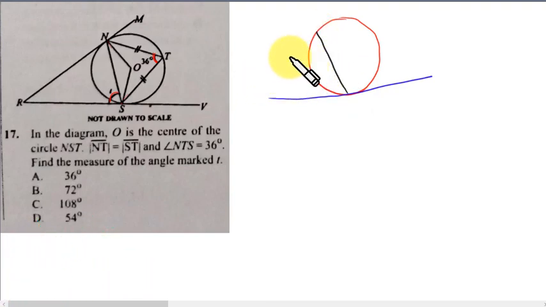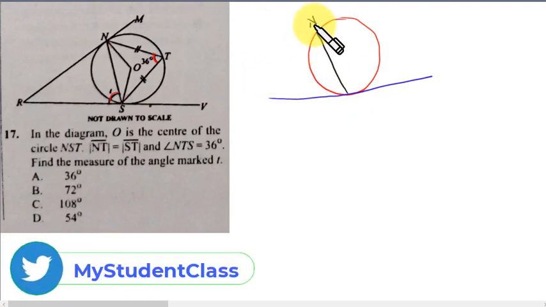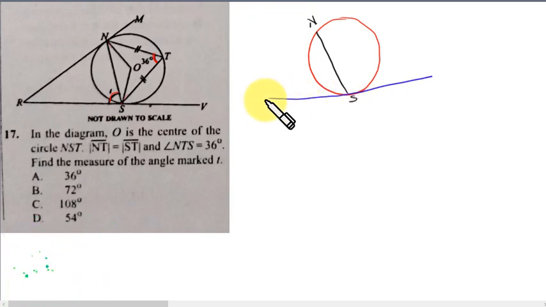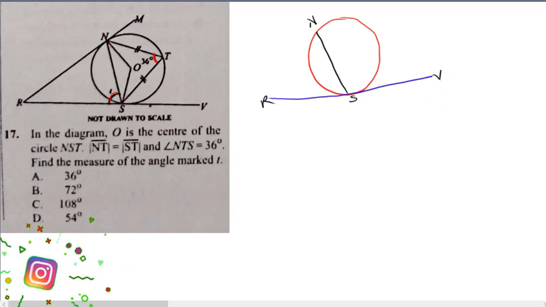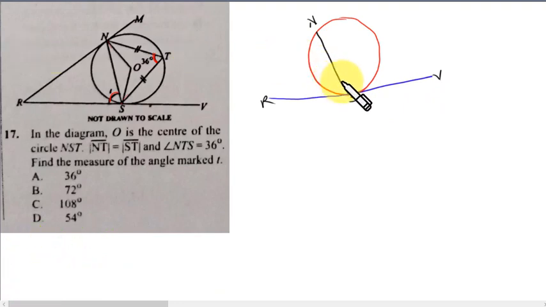So there is a chord here, and this is N, and here is S. So from R, and this is V. Okay. So we have an angle here, and the angle T is here. This is the angle we've been asked to find. The angle T is here.